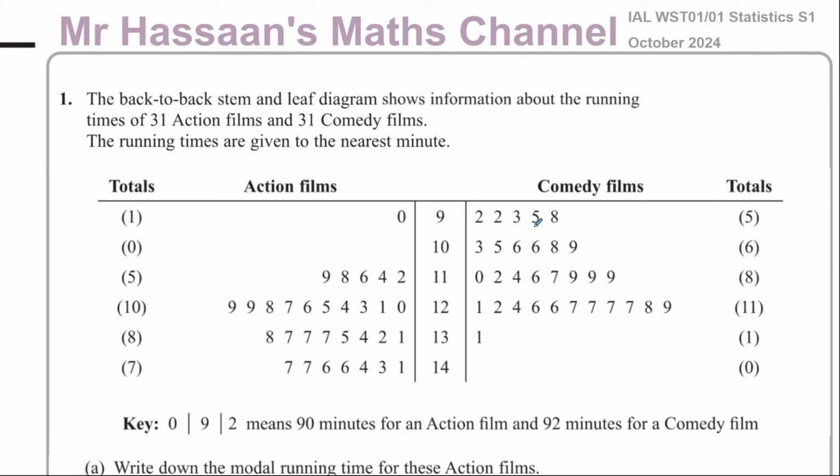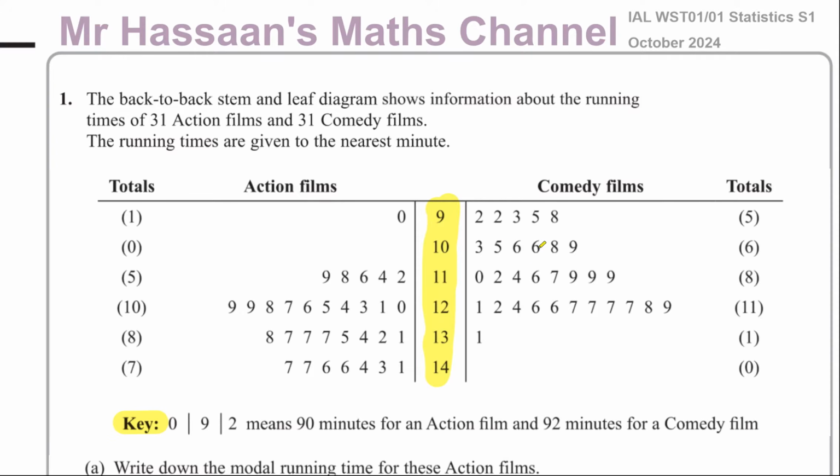So here, when you have a stem and leaf diagram, you have to know what the numbers are referring to, and that's where we have what's called the key. The key tells us exactly what these numbers mean. So the stem is this part in the middle, the part before these numbers which are listed. So here that tells you that this means 90 minutes for action and 92 minutes for comedy. So the stem is the tens, and these numbers, which are called the leaves, are the units.